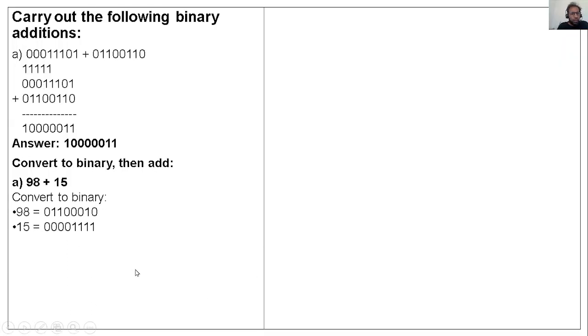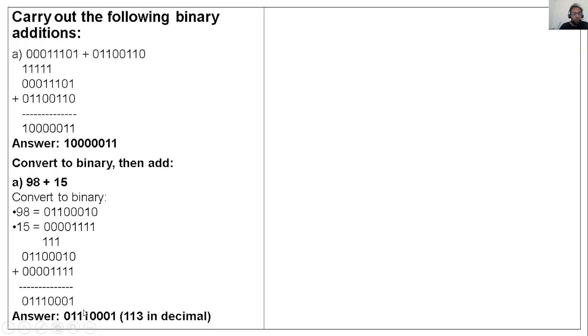Now there are another two numbers, 98 and 15. This is the binary value of 98, and this is the binary value of 15. If we have to add them, 0 plus 1 gives us 1, 1 plus 1 gives us 0 as sum and 1 as carry, and then 1 plus 0 plus 1 gives us 0 as sum and 1 as the carry. 1 plus 0 gives us 1 as sum and 0 carry, then 1 plus 0 gives us 1, and 1 plus 0 gives us 1, so the final answer will be 0 1 1 1 0 0 0 1. So that will be our final answer.